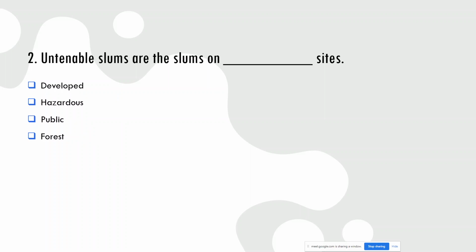So let us go to the second question. Untenable slums are slums on dash sites. If we discuss the sessions which we have attended this week, there is the concept of tenability for each and every pocket of land in the urban area. So these sites can have different properties. Some of the times they are vulnerable to certain kinds of activities.